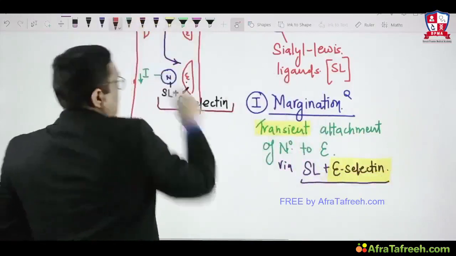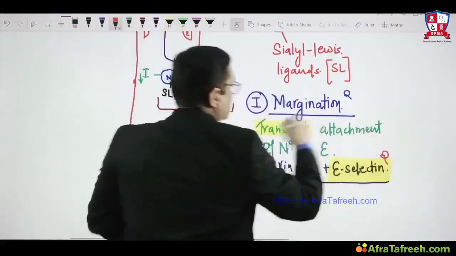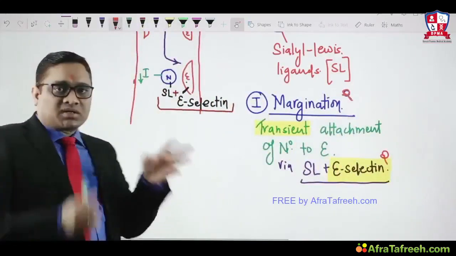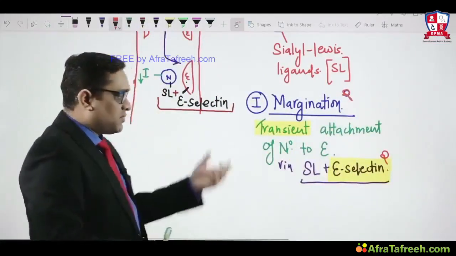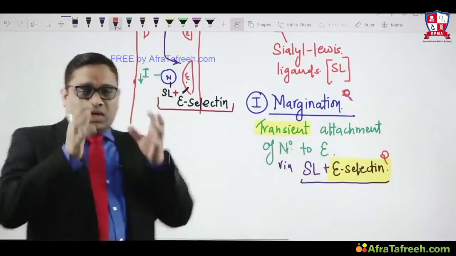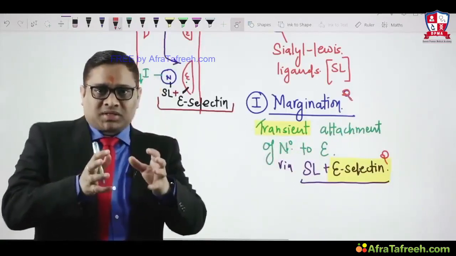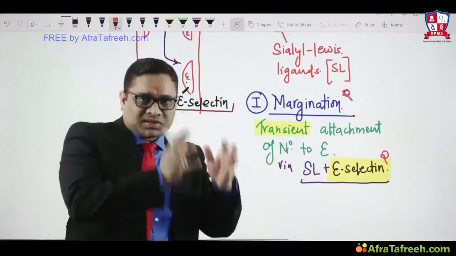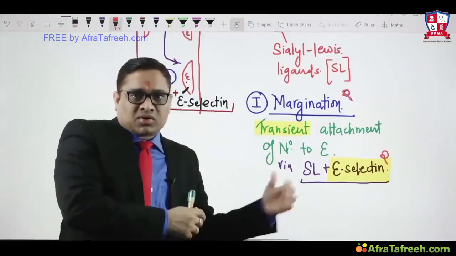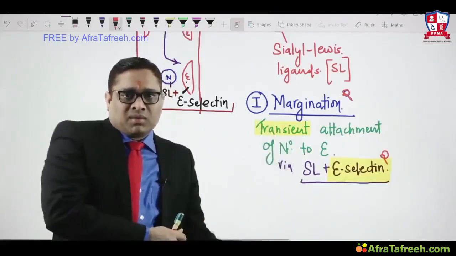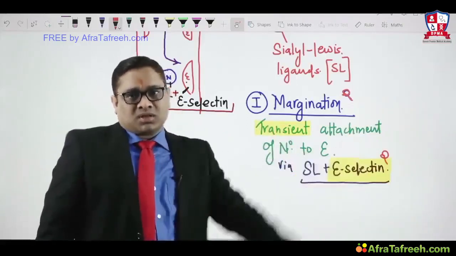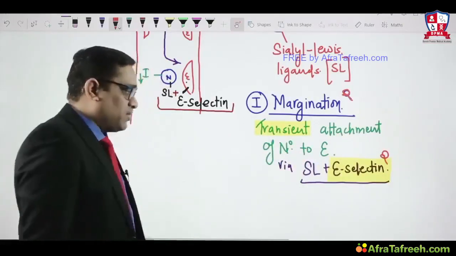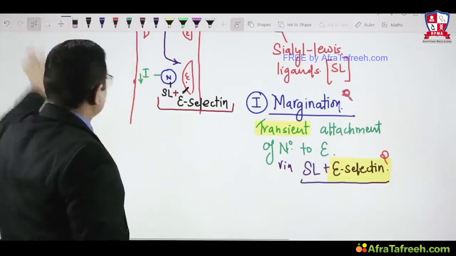E-selectin is required for margination. So that was the question. What is margination? It's a weaker and transient attachment of the neutrophil to the endothelium, so that a neutrophil can be attached when they are coming to the periphery of the blood vessel, so that they can have a location at the peripheral area of the blood vessel, and can migrate towards bacteria later on in the cellular events of acute inflammation. So this is number one.